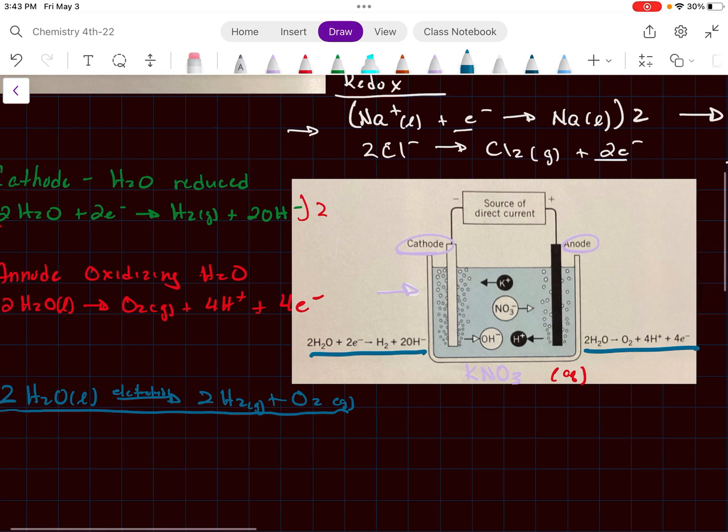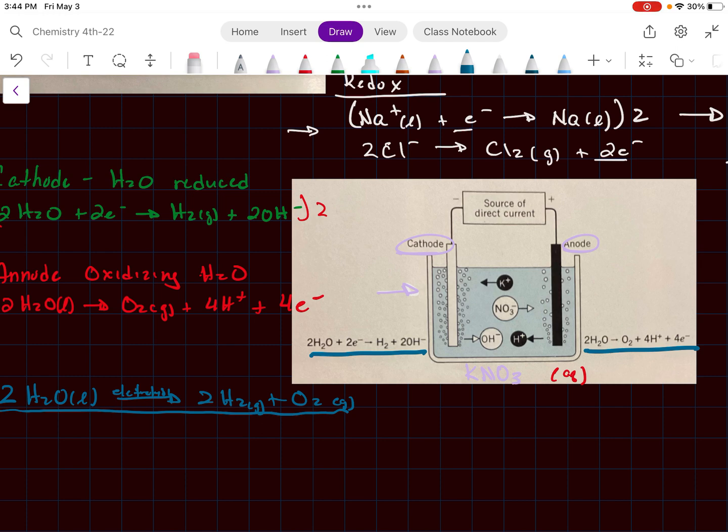Now, when looking at this reaction, right, it's easy to kind of say, well, wait a minute, if everything's happening at the water, then what's the point of the potassium nitrate? So you still need these ions, right? You still need these ions to help facilitate the transfer of electrons, because if it was just in pure water and there were no salts in the water, then nothing would happen. The reaction just wouldn't move forward.